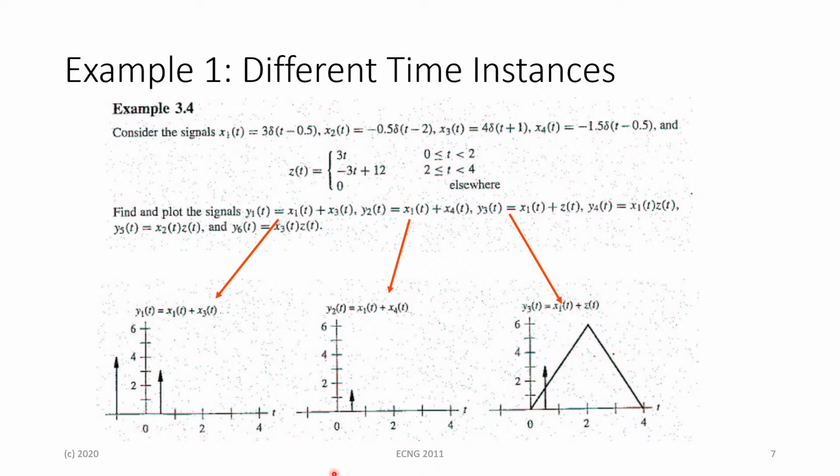So if you're adding two different types of signals, and if they don't occur at the same time instance, you just draw them accordingly on the graph. If they do occur at the same time instance, however, the result of that impulse is going to be the summation of all the magnitudes accordingly. And once you have the resultant magnitude, you just draw the resultant magnitude of that impulse there at the particular time instance.